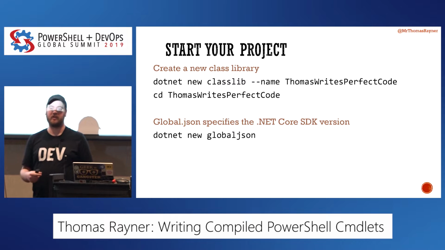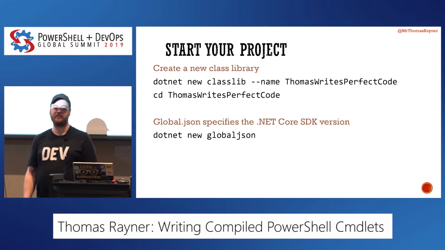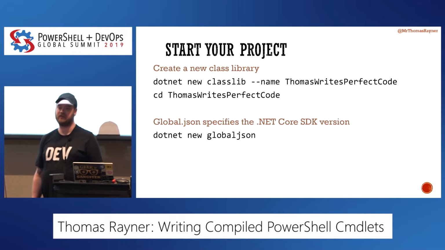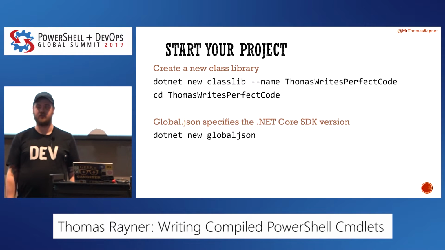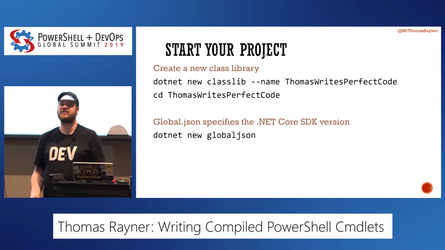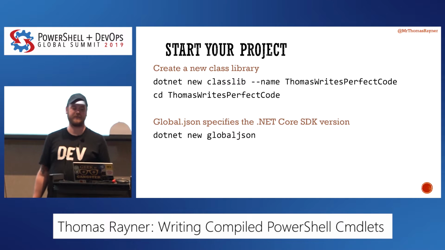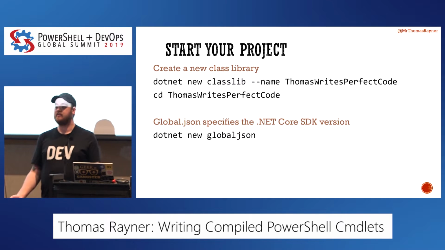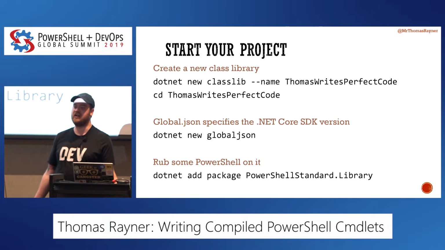Or maybe there's a breaking change that comes in later versions of .NET Core that you don't want people bumping into, so you limit them. You do that using this global JSON. It doesn't have to take any parameters. It just kind of goes. And then rub a little PowerShell on it.